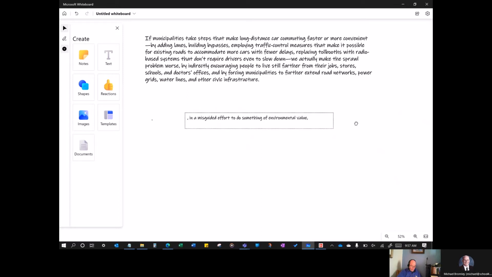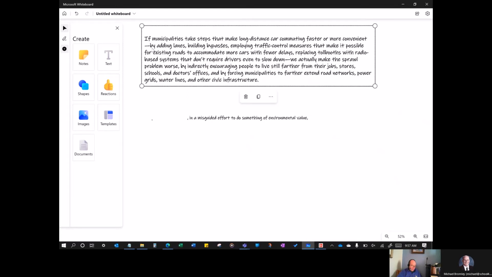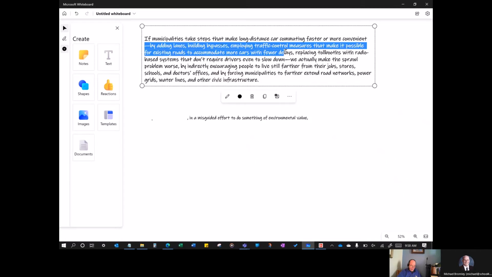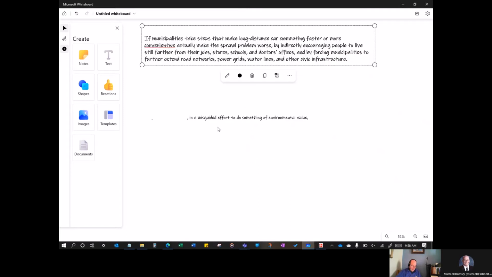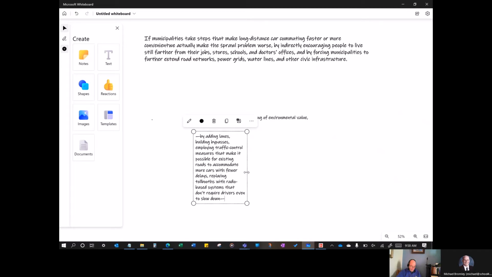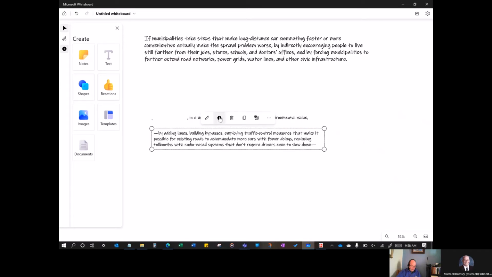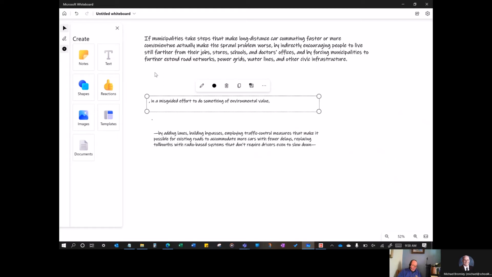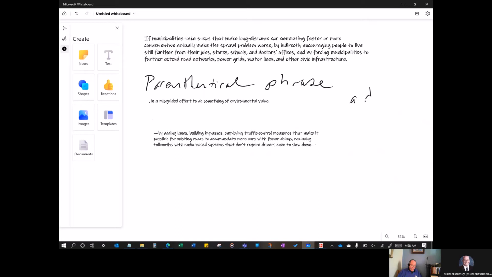Got my first one here, and then I see that there's another parenthetical phrase here, and that goes all the way down to there. And I'm going to pull that out, and I'm going to put that into a new little box here. So I have two parenthetical phrases that I've just pulled out. Let's label these parenthetical phrases. Okay, so they're not necessary. They're there to add information. That's what they do. They tell us a little bit more, in this case with the dashes, in this case with the commas.